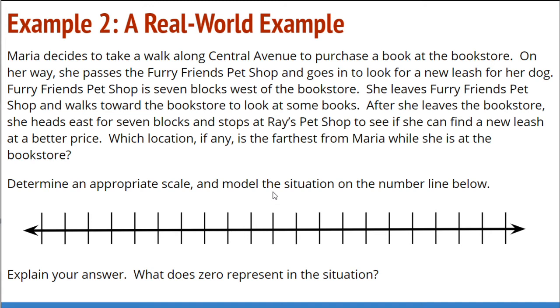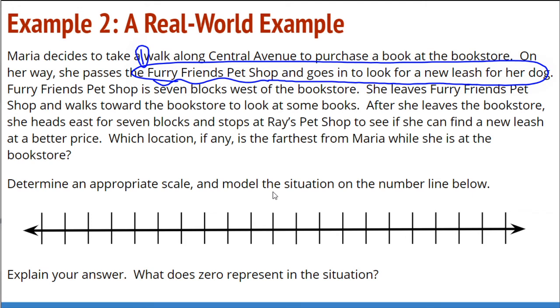So we need to determine an appropriate scale, so what are we going to count by? And then we need to model the situation on the number line. And we also need to say, what does 0 represent in the situation? So I need to do some careful reading of this problem. So on her way, she's going to go past Furry Friends Pet Shop, and she's going to go in and look for a new leash for her dog. So I have a stop here, stop number 1, Furry Friends Pet Shop.